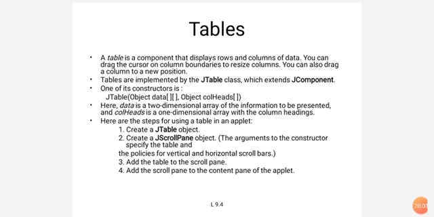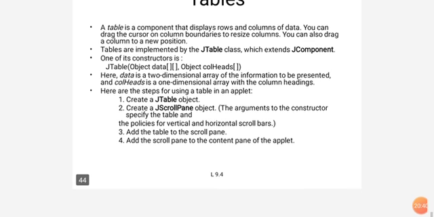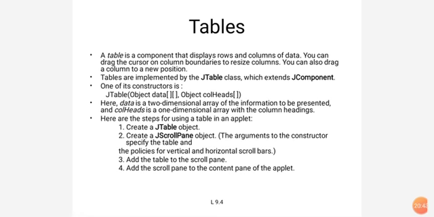Here data is the two-dimensional array of information to be presented, and column heads is a one-dimensional array with the column headings. To add this table to the applet, we need to follow the steps once again. First create the JTable object, after that create the JScrollPane object and add the table to the ScrollPane, and the ScrollPane is added to the content pane of the applet. Then it will display. This is about the table component.